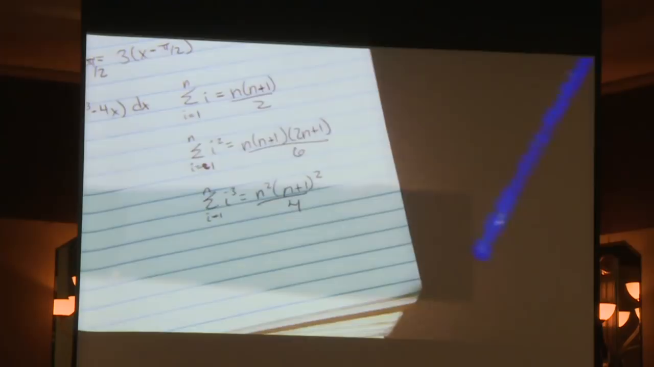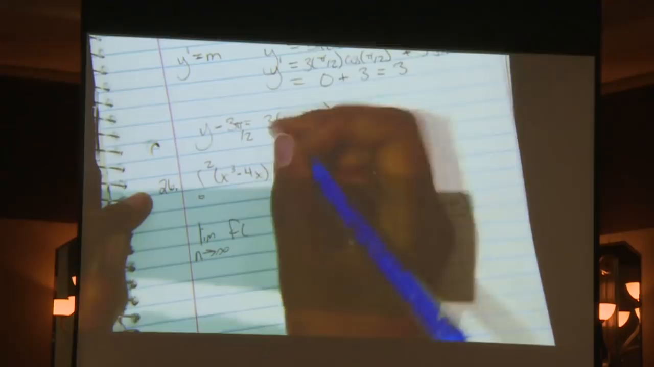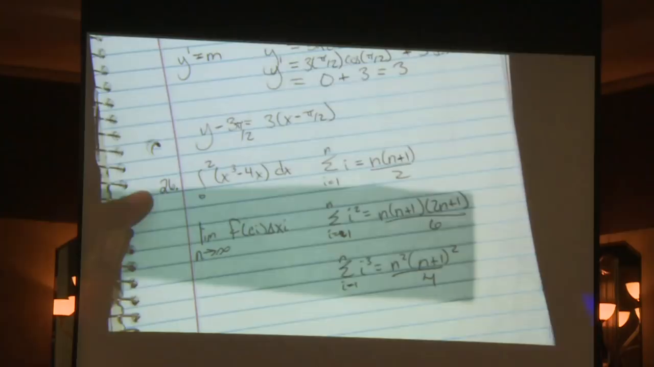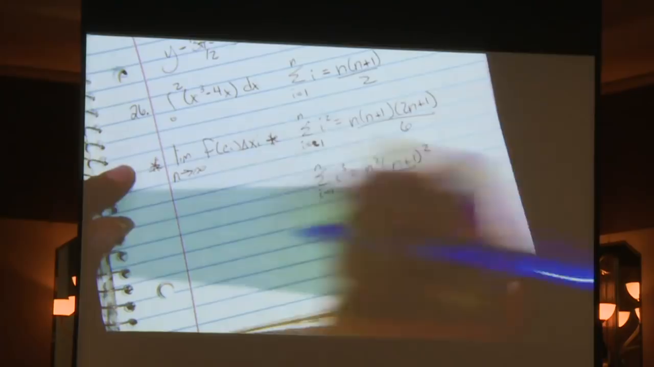My definition of a definite integral looks something like this. So this is what I have to use: the limit as n approaches infinity of the sum of f of c i times delta x i. Remember that.